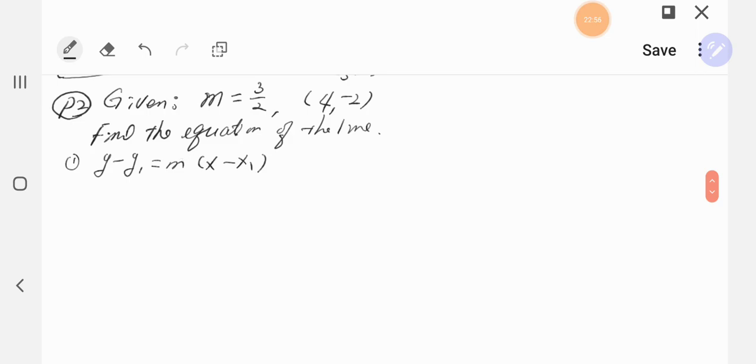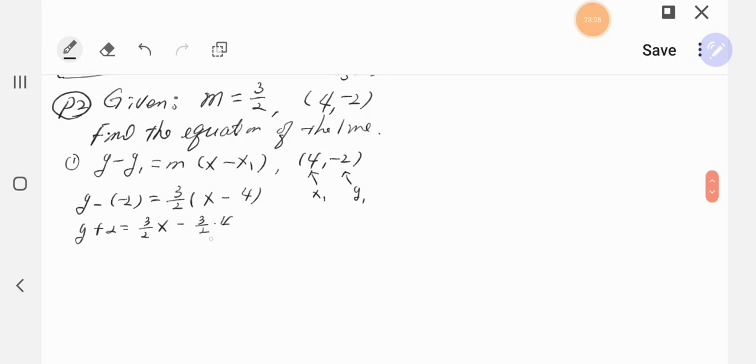So m is given, and the point, what is the point? 4 and negative 2, right? 4 will be x1, negative 2 will be y1. M is 3/2. So y minus y1, y1 is negative 2, 3/2 times x minus x1. x1 is what? 4. So y plus 2 is equal to 3/2 times x minus 3/2 times 4.